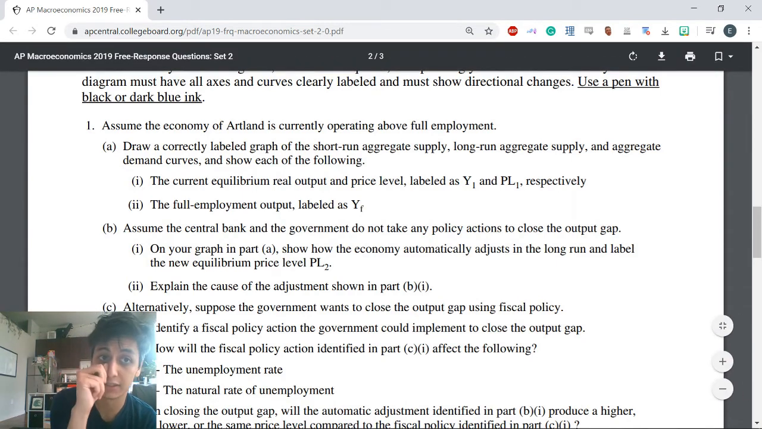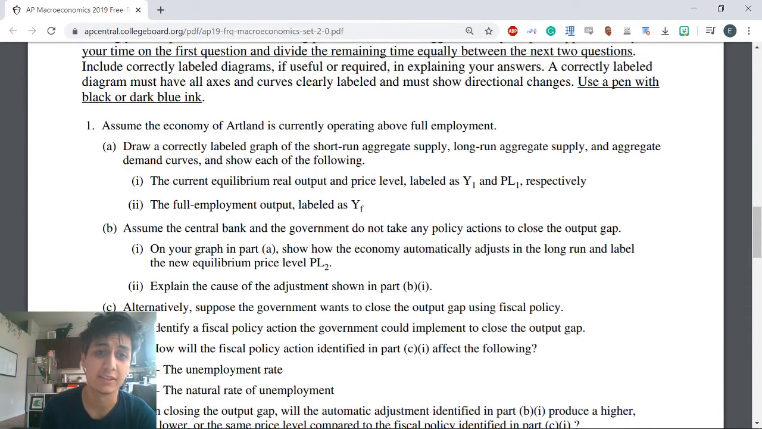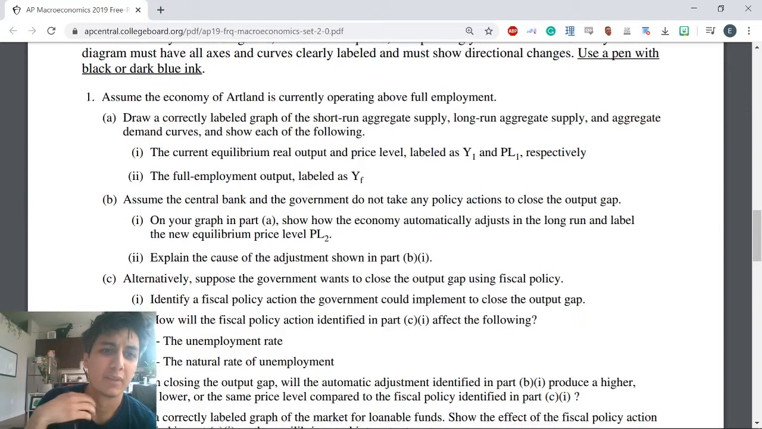This says, assume the economy of Artland is currently operating above full employment. Okay, so above full employment, we're out of equilibrium, and if we're operating above full employment, that's going to be called an inflationary gap. So I know that's what we're going to be drawing. It says draw a correctly labeled graph, short run, long run, aggregate demand. Label each of the following: current equilibrium.